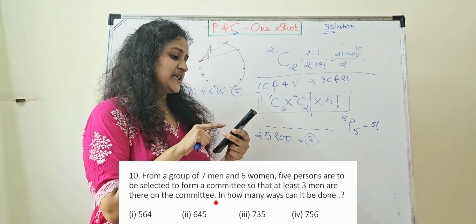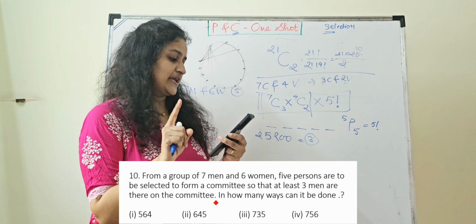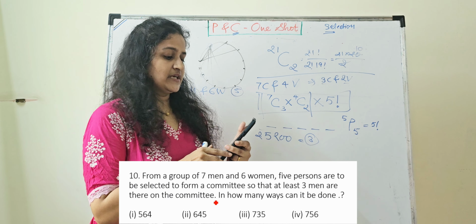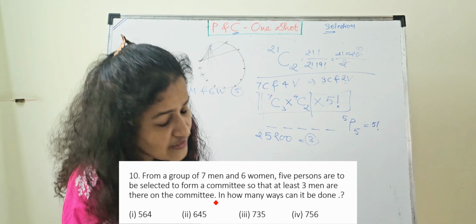But then the committee should have what? At least 3 men should be there on the committee. In how many ways can that be done? So at least 3 men have to be there. So what you can do is 3 men and what can we have? 2 women. Is it the right way to do it?